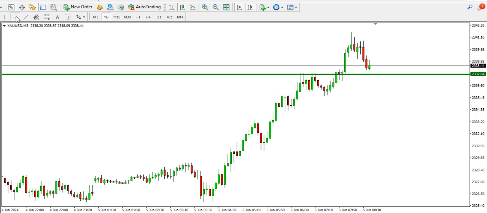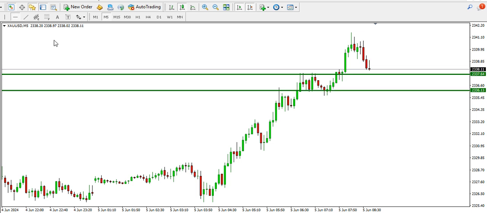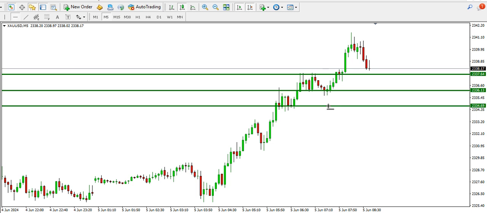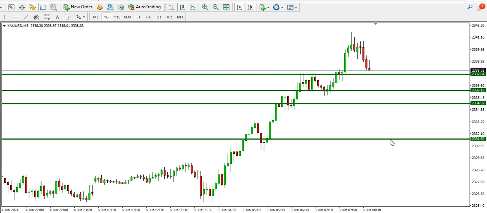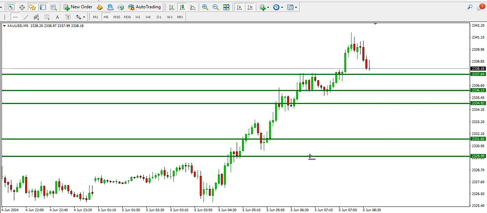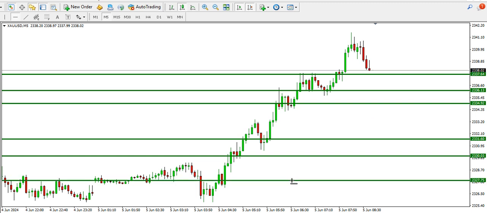We also have another level at 2336 where buyers might likely come in on the 5 minutes time frame. Another level is the 2334. Buyers might likely come in at that point. Another level is the 2331. On the 5 minutes time frame, buyers might likely come in. We also have another level, 2330, and we also have another level, 2327.